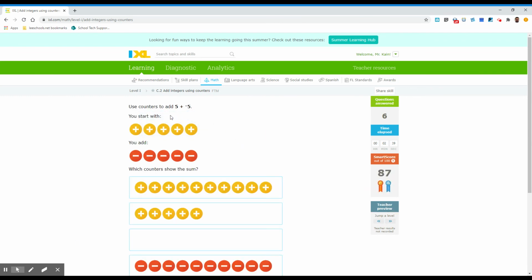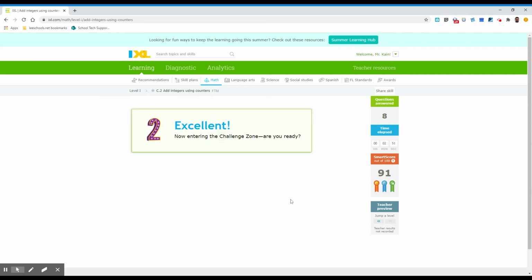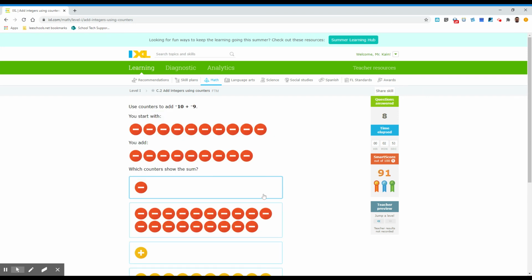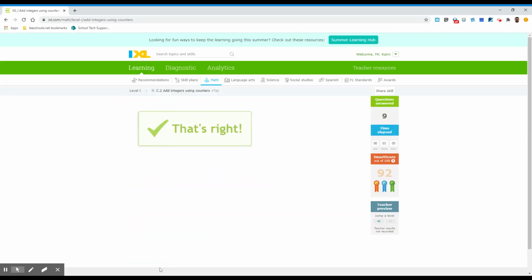Wow. Okay, so if you have 5 positive counters and you add 5 negative counters to it, it's going to give you 0, right? All right, what else do we have? Same thing, 0. So as you move up to the higher level, they just take away the number of choices you have. I see. So if you have -10 counters and -9 counters, you're not crossing any of them out. You're combining them, which is why the answer is -19 counters.